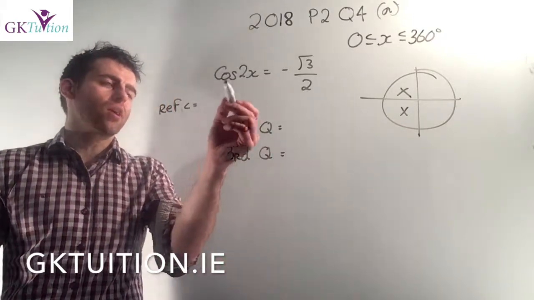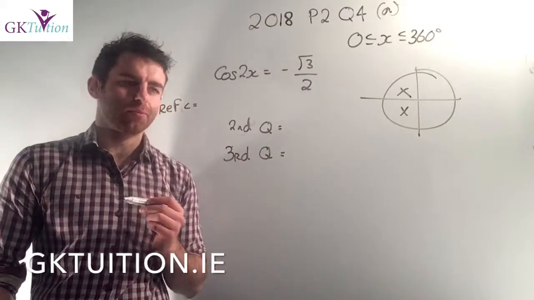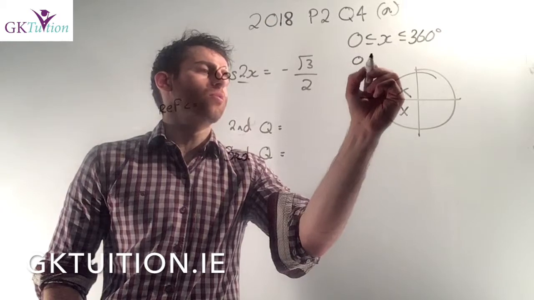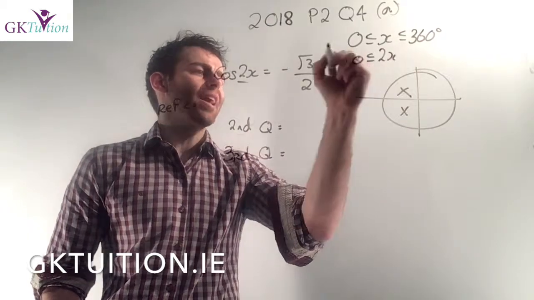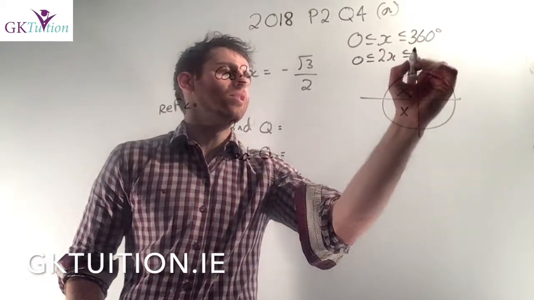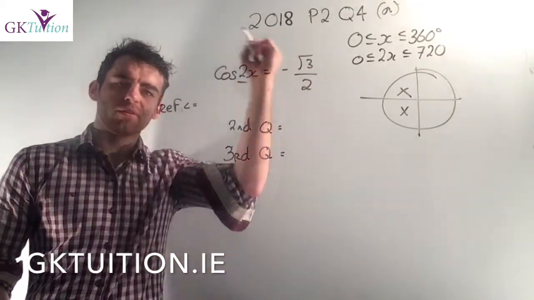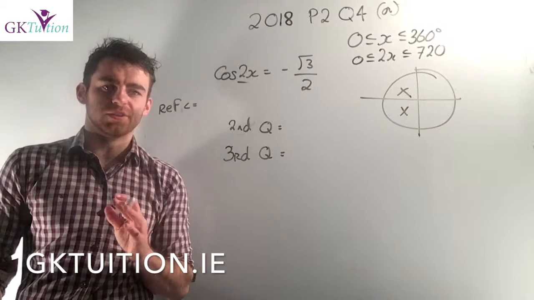In this case, you're told that cos 2x equals minus root 3 over 2. Now, if there's a number in front of the x, the first thing you should always do is double your domain. If you want x between 0 and 360, that means you want 2x between 0 and 720. So that means I'm going to go around the circle twice and I'm going to get 4 answers.